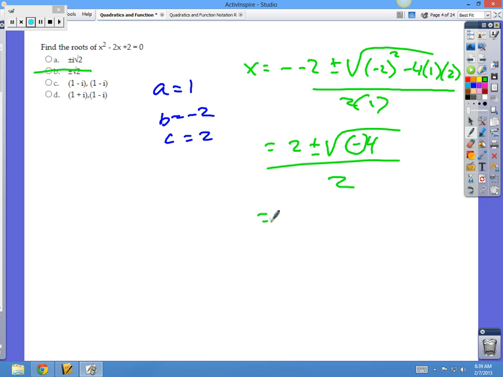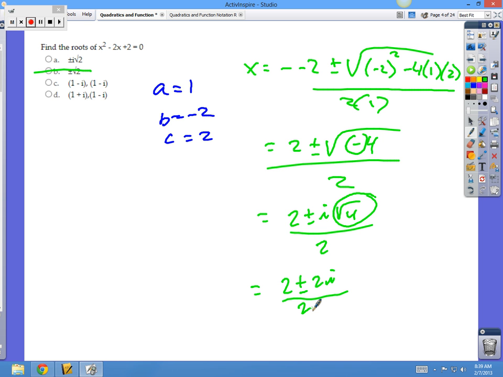So my next step is going to be 2 plus or minus an imaginary times the square root of 4, divided by 2. And you're in luck because the square root of 4 is a perfect square. So it really is 2 plus or minus 2i, divided by 2. And you can divide both those terms by 2, so your final answer is going to be 1 plus or minus 1i. Which, if you look at A, B, C, and D, you're going to go with D.